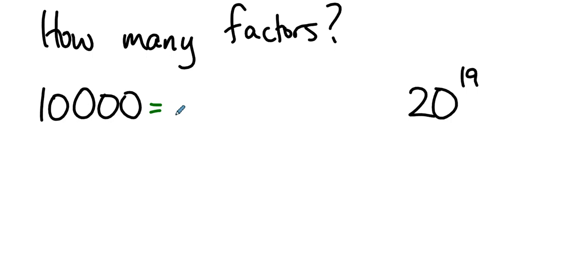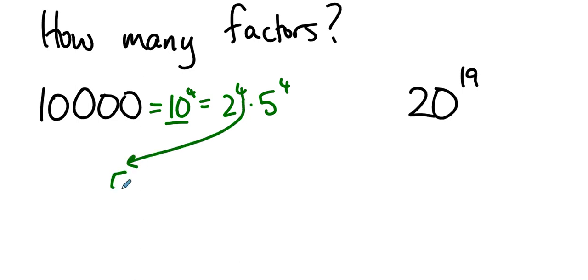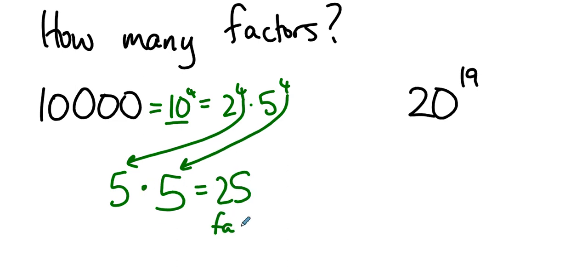So 10,000, that's 10 to the fourth. That's 2 to the fourth times 5 to the fourth. 10's not prime, but 2 and 5 are. So 2 to the fourth has 5 divisors, and 5 to the fourth has 5 divisors, and 5 times 5 is 25 factors of 10,000. We could write them all out: 1 and 10,000, 2 and 5,000, 5 and 2,000. We could write them all out, but we don't have to. We just count them up.